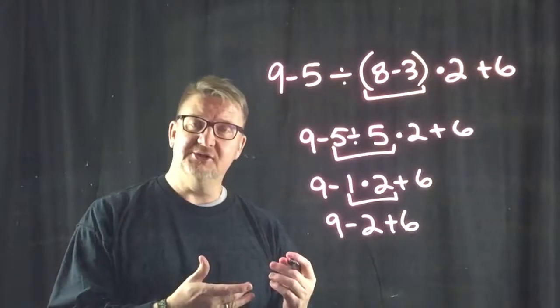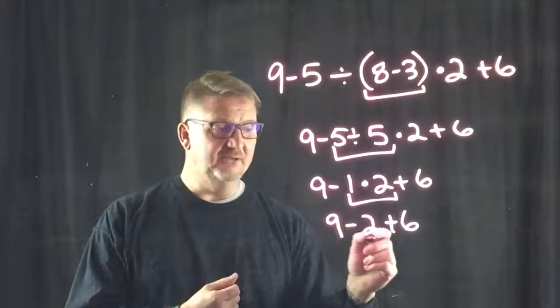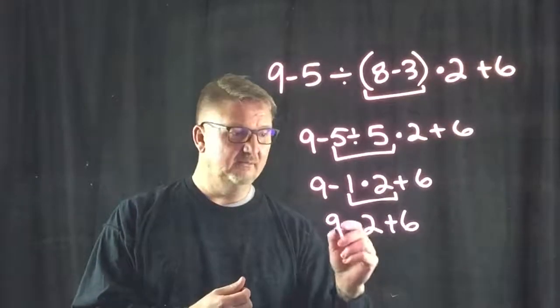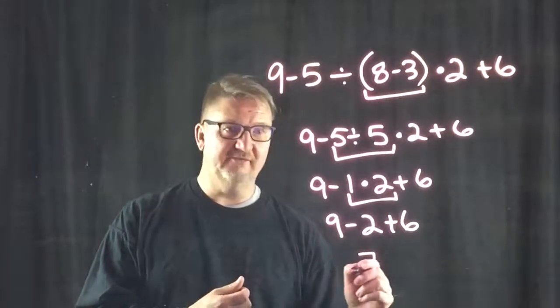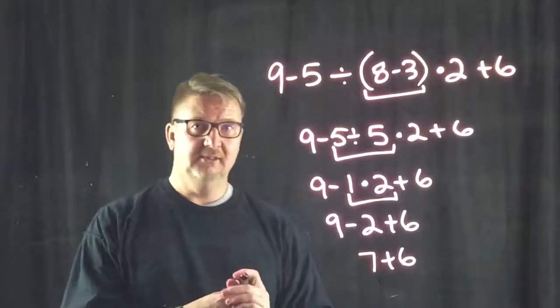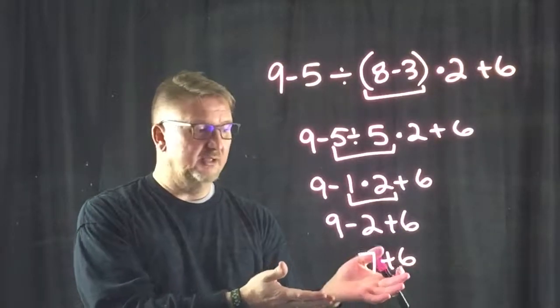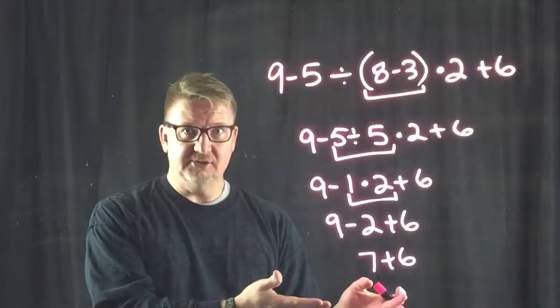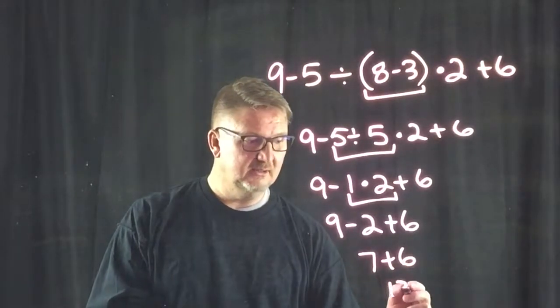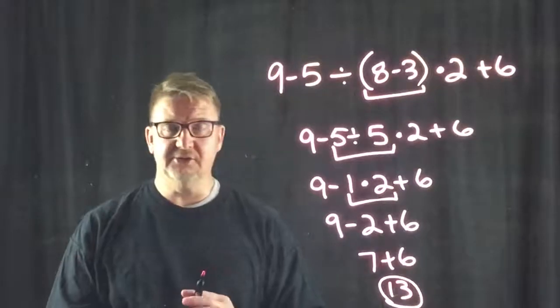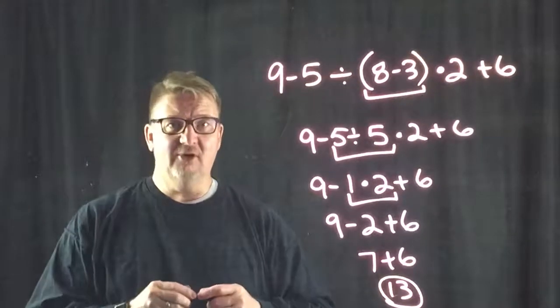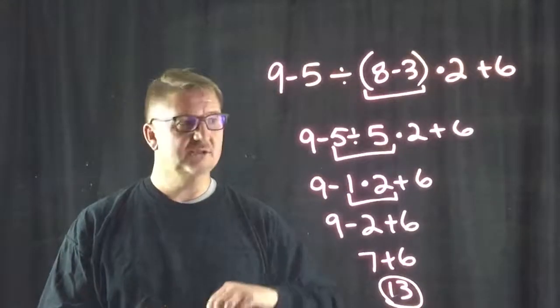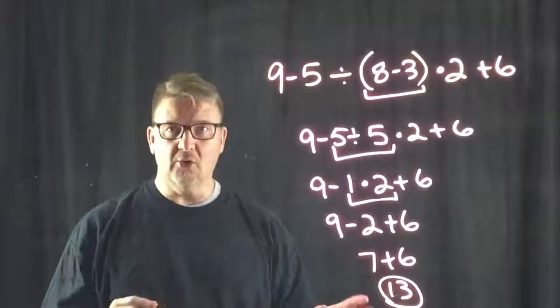So now I'm on my addition and subtraction step. I do the first thing that comes left to right. 9 minus 2 is 7 plus 6. Now I don't really have to worry about order of operations because I only have one operation in the problem. 7 plus 6 is 13, and 13 is my final answer. If you follow the steps to order of operations, I promise you, you'll always get the right answer.